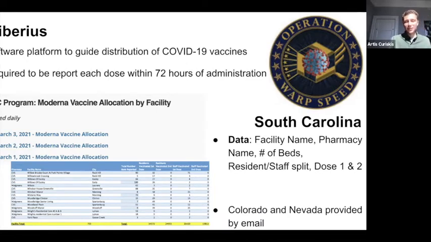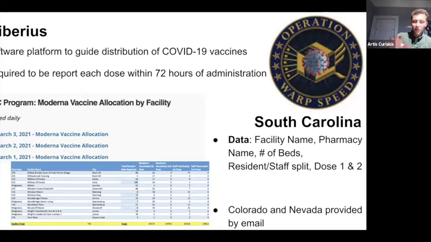However, Tiberius data is not published. It's not available, except in the case of South Carolina, which publishes it daily and has been publishing it daily since early January. And they've only published the Moderna vaccine allocation. And in it, they have a whole note that says, this data is directly from Tiberius. It is not from our Department of Health. Use it as you will.